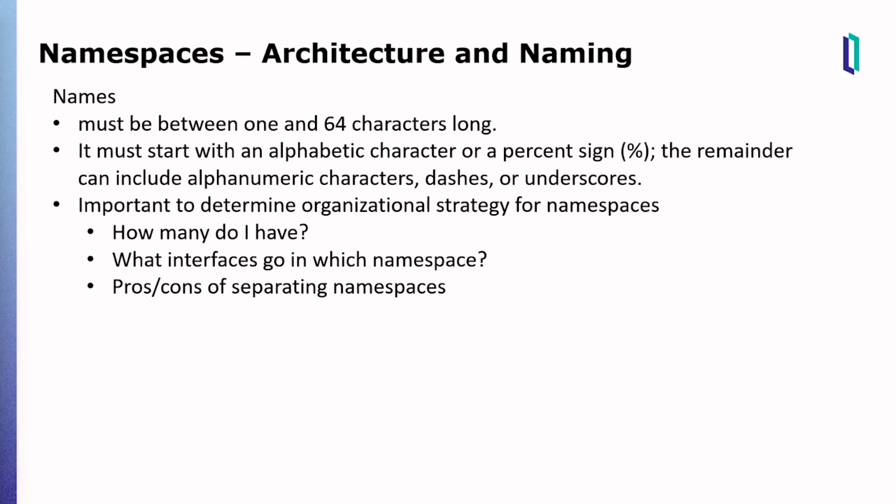Okay. So these are the rules around naming the namespaces. It has to be between 1 and 64 characters. It has to be alpha or start with a %. It can include alphanumeric, dashes, underscores. Important to determine organization strategy for namespaces, which is what I was just talking about.